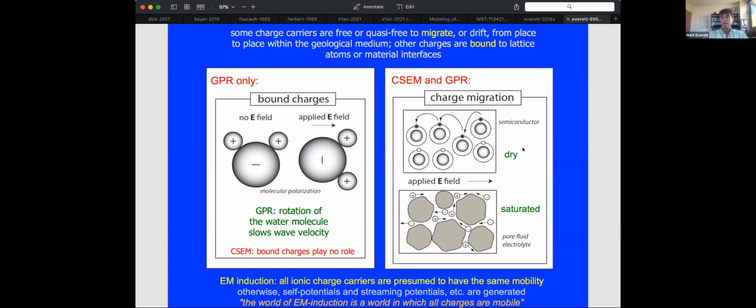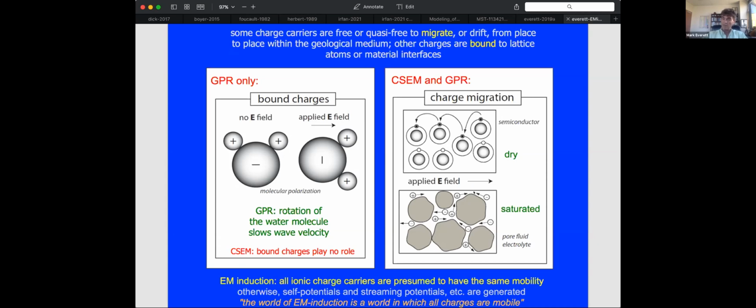On the other hand, in CSEM, what we are energizing and what we are measuring is the migration of charge from place to place within the material. So for example, in a semiconductor, you've got holes and positive charges and ions hopping about from site to site. In a saturated medium, which is more commonly looked at, especially in the near surface, we have pore fluid electrolytes and solid grains, and it's the dissolved ions that carry the charge and migrate from place to place within the electrolyte that is responsible for the induced current. And you can see that here, that the positive charges go one way and the negative charges go a different way.